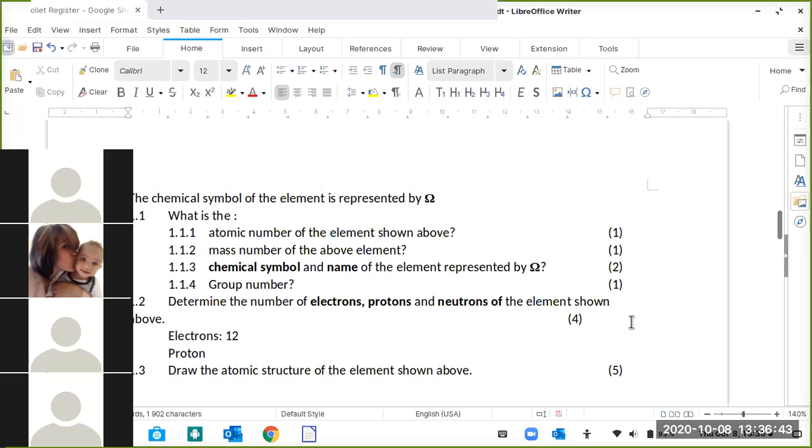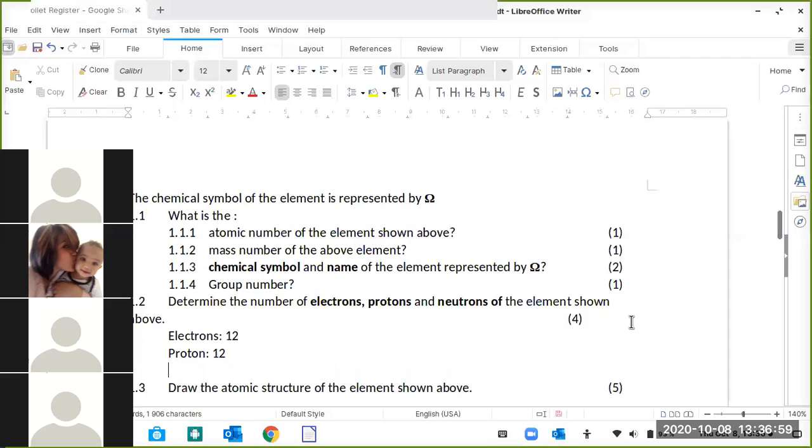So the number of protons is also what? 12. The number of electrons is equal to the number of protons, right? What charge is possessed by an electron? This is just for the sake of interest. It's negative, right? What about proton? Proton is positive. Thank you.